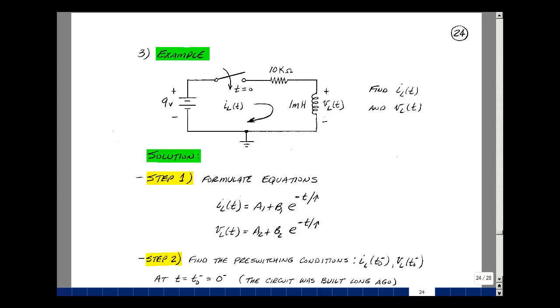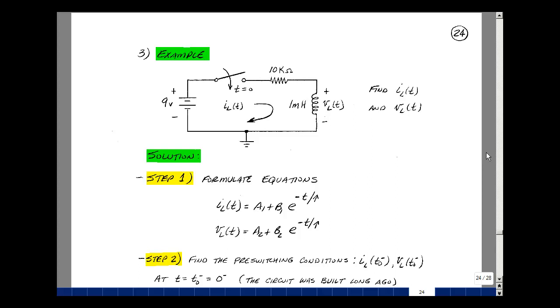The first step is to formulate the equations. Any voltage or any current in our circuit is of the form A plus B times e to the minus quantity t minus t0 divided by tau. Since t0 is 0, it's going to have e to the minus t over tau. Since I'm solving for two things, I'll call this A1 and B1 and A2 and B2.